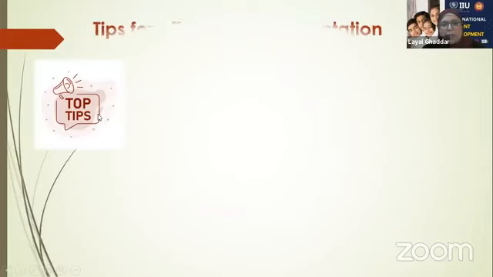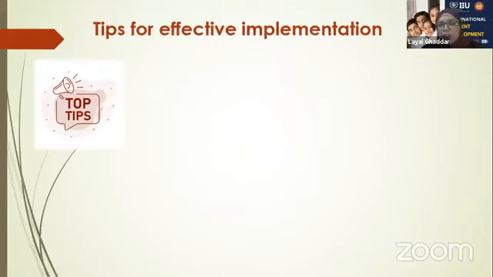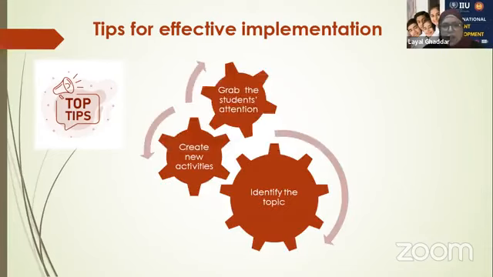So here we have to take into consideration some tips for effective implementation of the 5 E's. First of all, we have to grab the student's attention, which is the most important part. Create new activities. Repeating activities every time will be boring for the students. They will not be interactive with you again. They will not share. They will just feel that the session is going on in a boring way. So we have to be creative in always creating new activities.